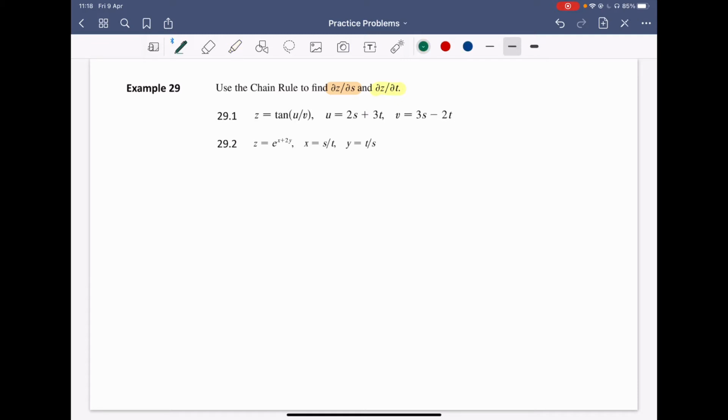So again, we have C is a function of U and V. U is a function of S and T. V is a function of S and T.